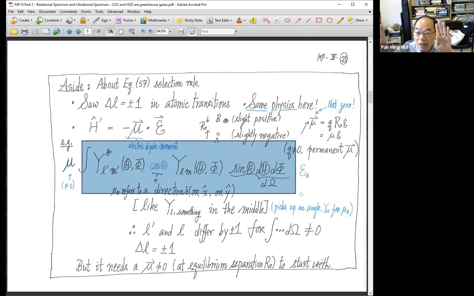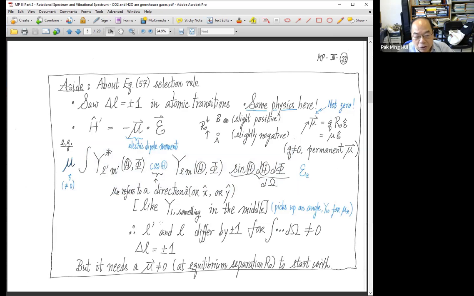properties, when you have 3 YLM multiplied together, the L index should add up, okay? So once you have a 1 here, the delta L must differ by plus and minus 1 only, okay? So this is the selection rule. But pay attention here, there is an additional requirement. At the outset, we need mu to be non-zero here.